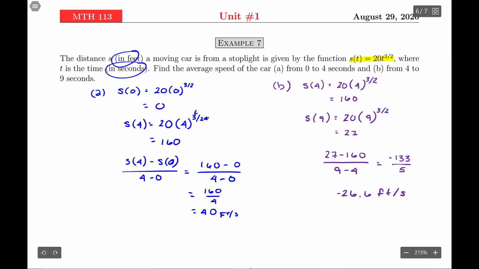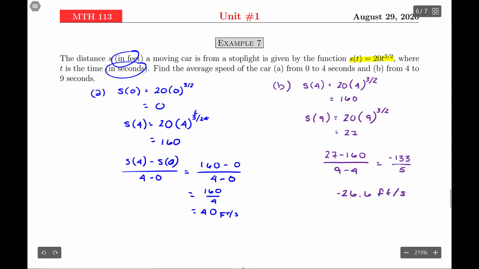And you may wonder, okay, how did you get a negative rate of speed? That car is decelerating as it goes from 4 seconds to 9 seconds. So it's moving towards the stoplight. From 0 seconds to 4 seconds, its speed is increasing, or it's at 40 feet per second. But then as it starts to decelerate, its velocity becomes negative 26.6 feet per second. It's slowing down as it approaches the stoplight.